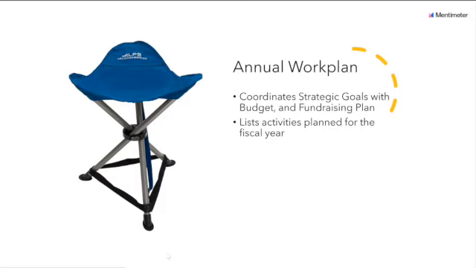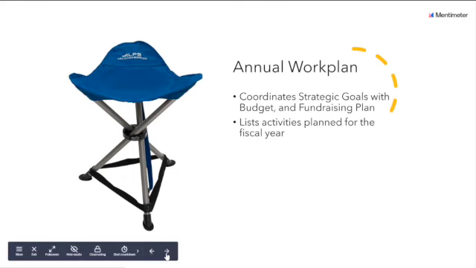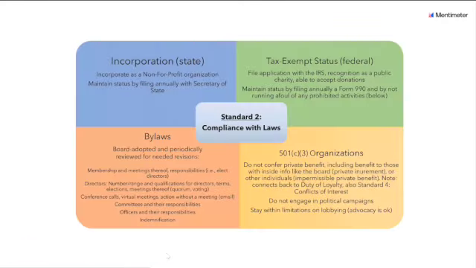So you have the strategic plan outlines kind of a long-term forecast. The annual work plan shows what you're going to do during the course of 1 year in order to move forward on those goals. Okay, standard 2, and then we're going to stop for some questions, deals with compliance with laws. And this includes incorporation in the organization's state of operation and making annual filings with the Secretary of State.